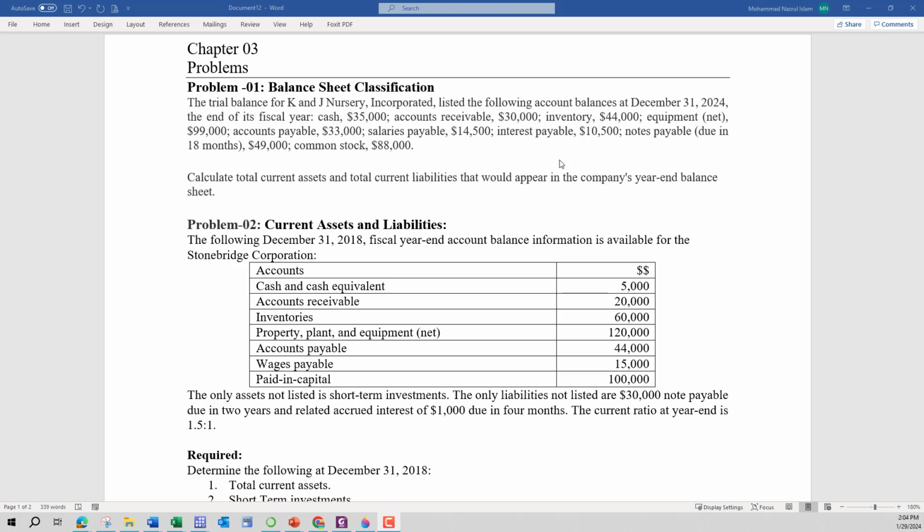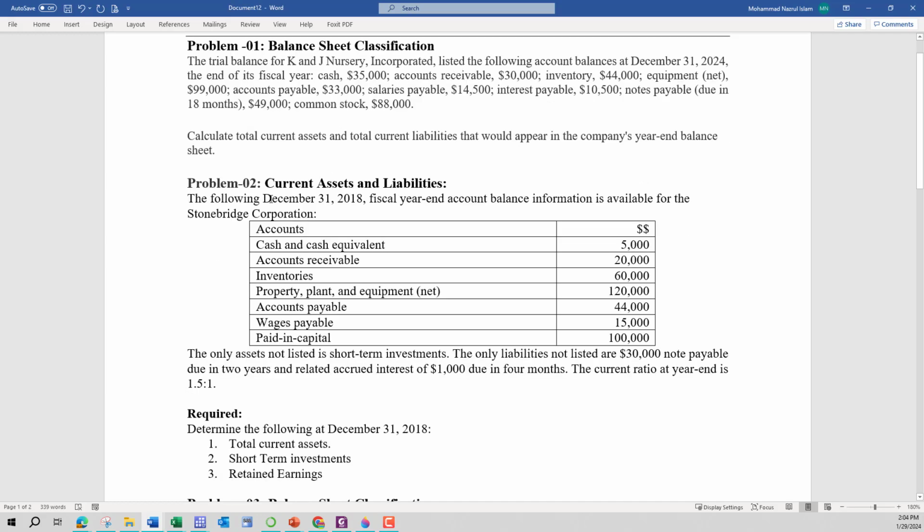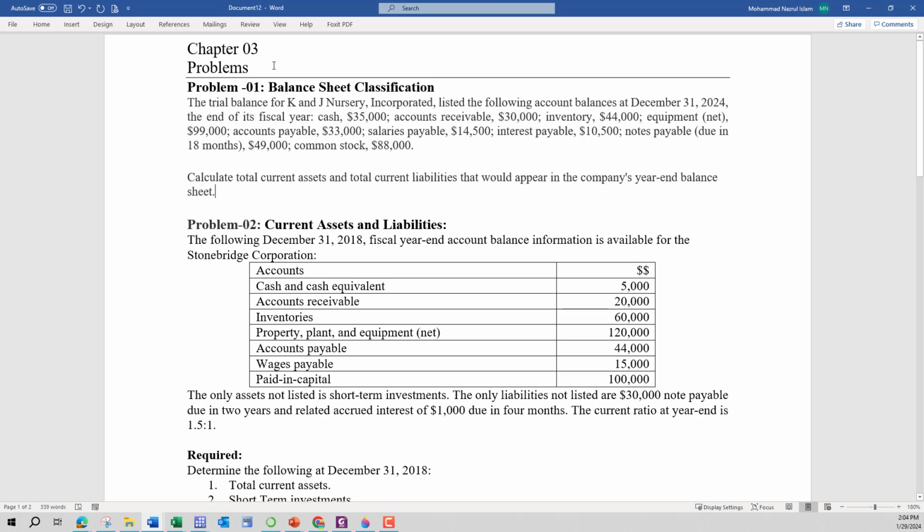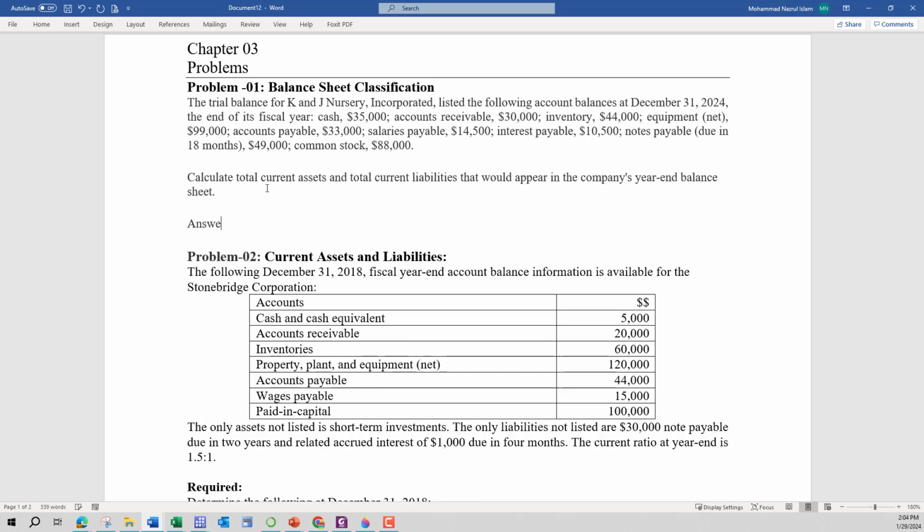Hello, welcome again. So in this part, we will solve the problem number 1, 2, and 3 from the problem set for chapter 3. So let's get started.